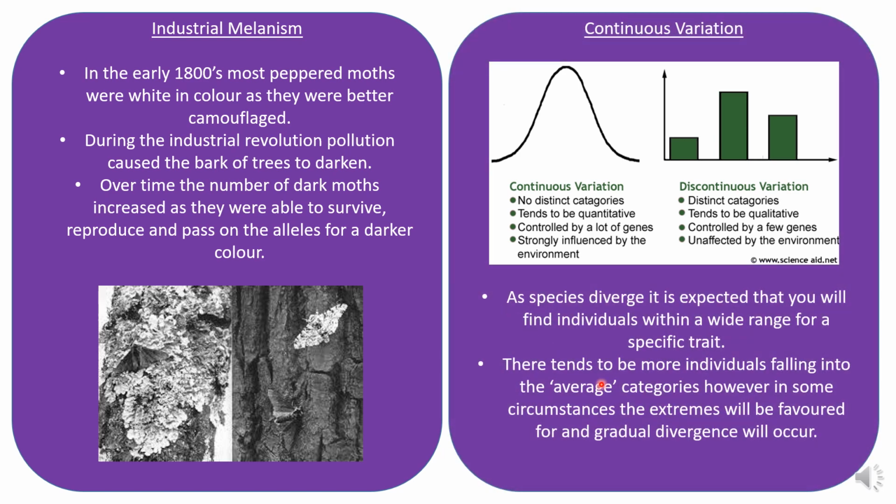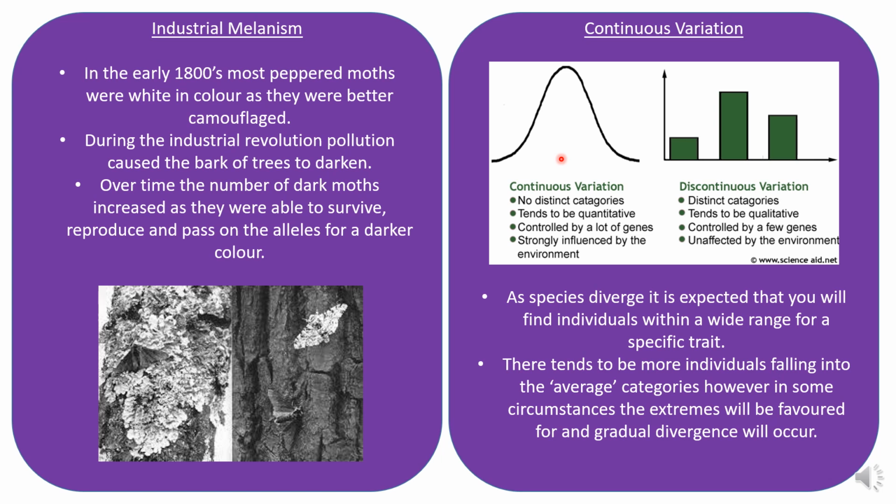Okay, finally, continuous variation. So this is continuous variation here. This picture just compares continuous and discontinuous variation. As species diverge, it's expected that there will be individuals within a wide range for a specific trait. A really nice example is human height. You get very few very small people, very few very tall people, the majority of people falling into the average category. So within a whole population, you have a wide range of heights, most of them, however, being average.